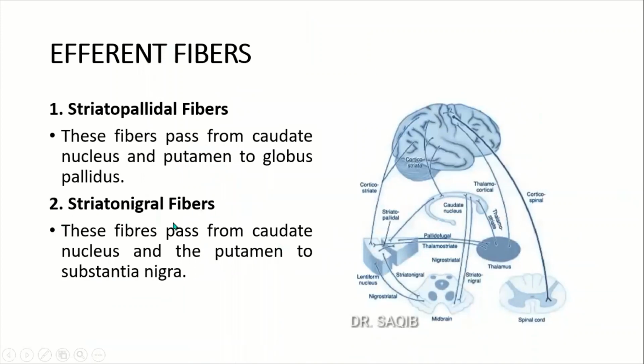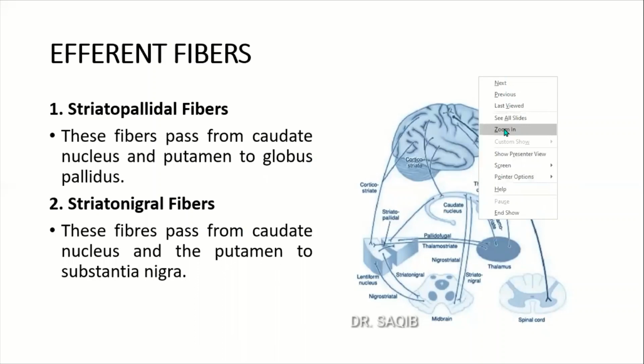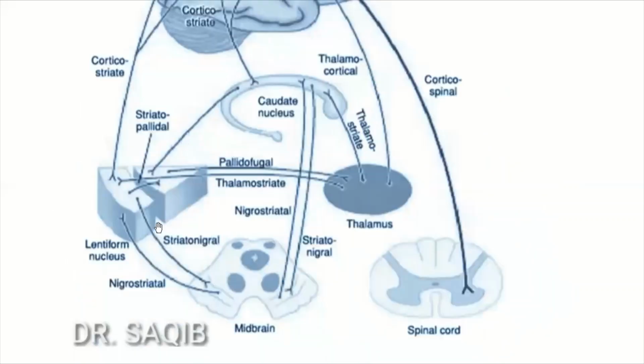And striatonigral fibers: these fibers pass from the caudate nucleus and the putamen to the substantia nigra. Striatonigral, let me show you. This is the striatonigral fiber, right?